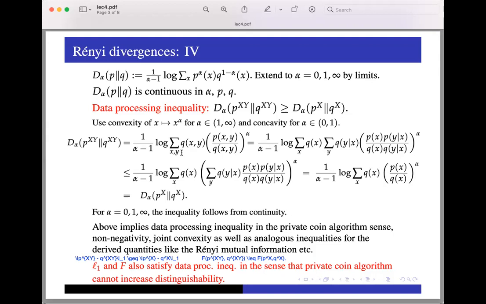Then let's proceed further. I can write the probability distribution qxy as the product qx, the marginal on x, times the conditional q of y given x. And similarly for p. Now look at the inner term out here, the second summation over y. This has the form of an average of function values where the function is x goes to x to the power alpha. So if alpha is bigger than 1, it's convex, so I can apply Jensen or convexity. The average of function values is less than the function value of the average.